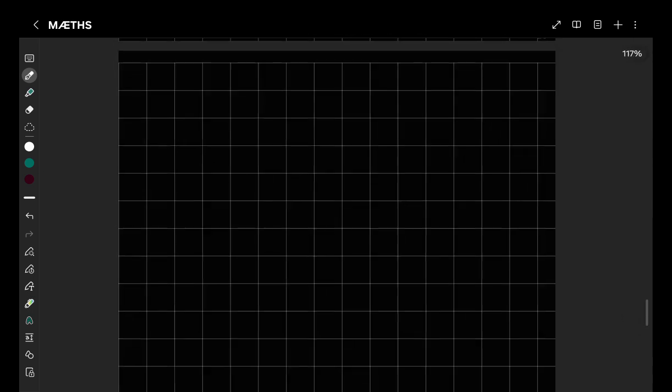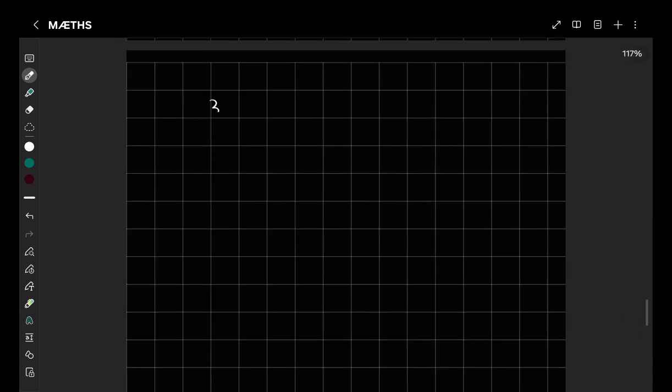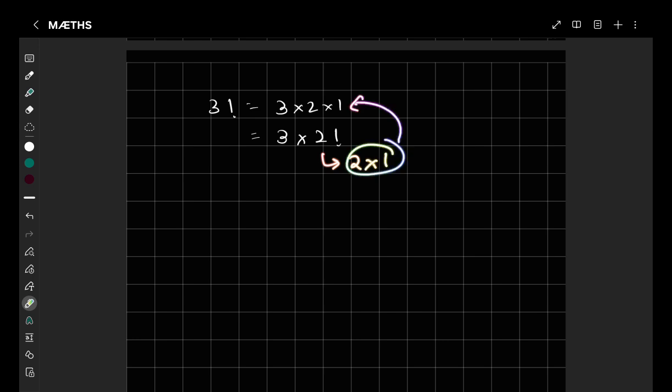Now for the other method, let us take 3 factorial, which is 3 into 2 into 1. What other way can we write it as? We can write it as 3 into 2 factorial. Well, is it wrong? No, of course not. 2 factorial is 2 into 1, and that is what it is here. So it is a correct format.